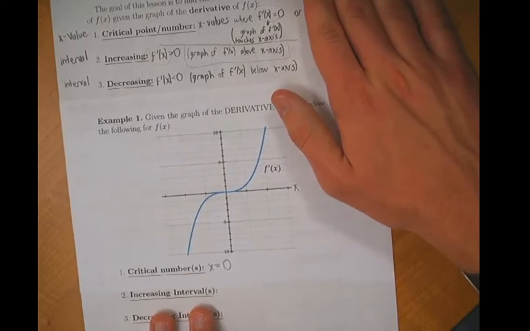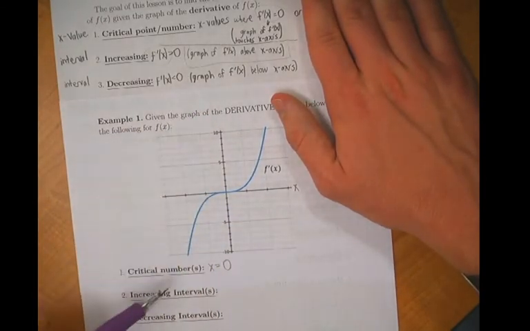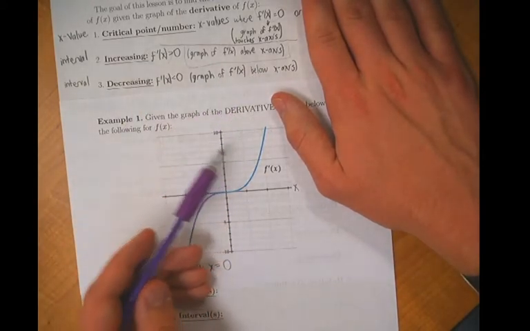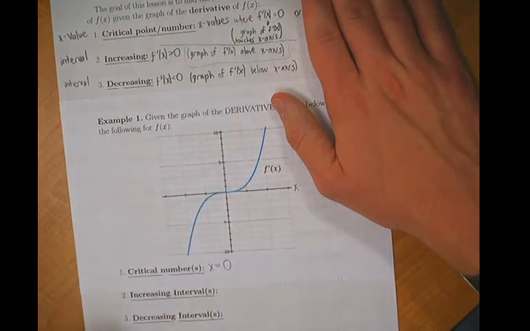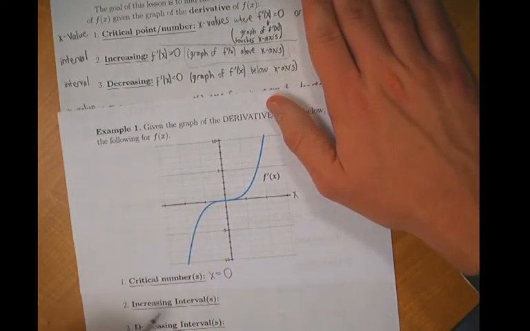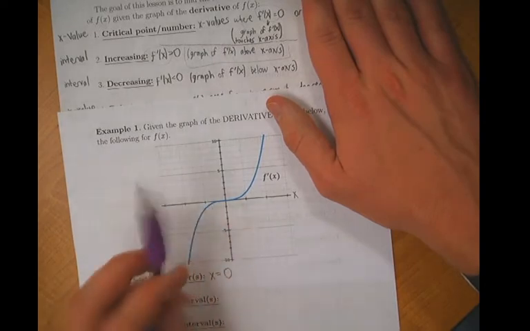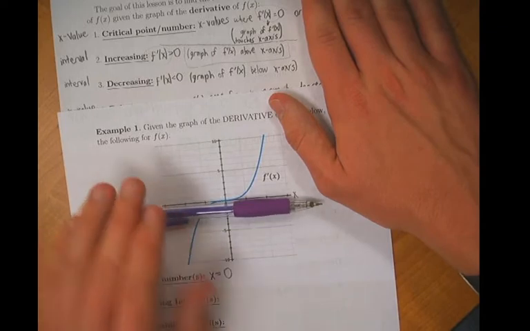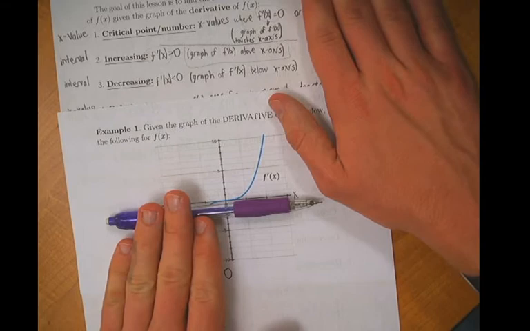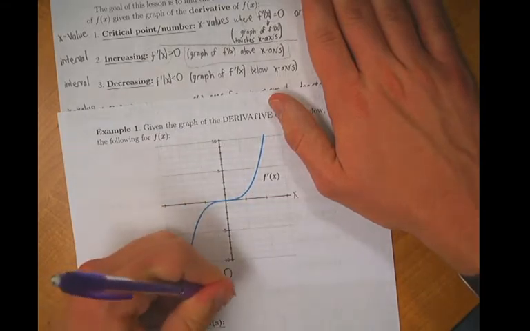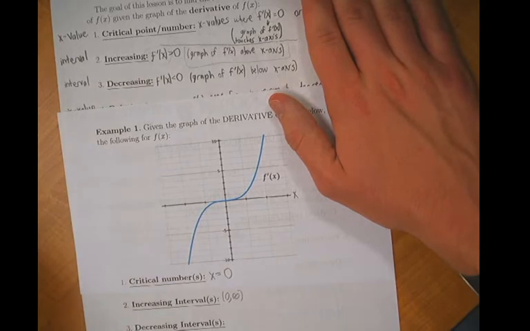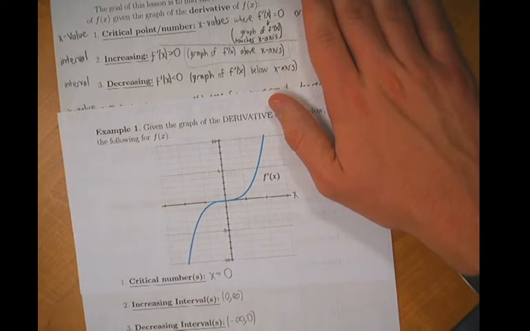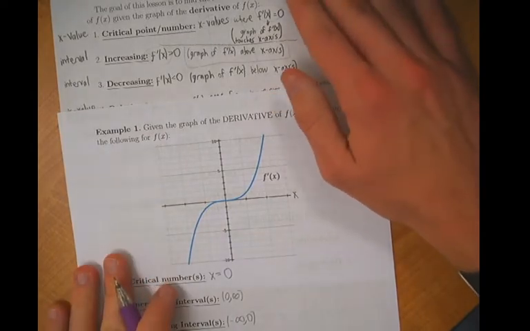In the context of f prime, increasing means we have to be above the x-axis, and decreasing means we have to be below it. Taking a look at our graph, our increasing interval would have to be what? If we're above the x-axis, what must our increasing interval or intervals be? 0 to infinity. Yep. And consequently the decreasing interval would be negative infinity to 0, right? Okay. So that takes care of that.